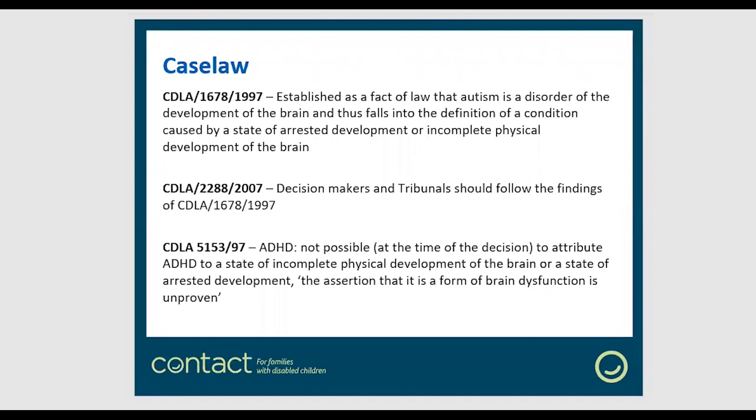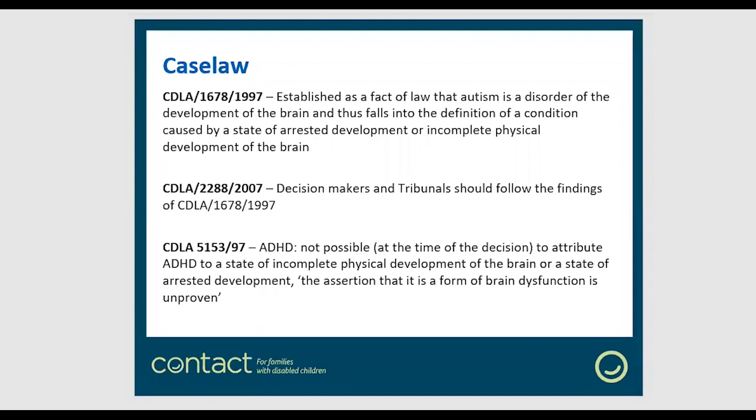Unfortunately, the case law is not helpful in some other cases. It's not helpful in terms of children who have ADHD, in a decision that was made in 1997, 5153 of 97. The judge in that case, again, based on quite detailed medical evidence, said it wasn't possible to attribute ADHD to a state of incomplete physical development of the brain or a state of arrested development, and that the assertion that it was a form of brain dysfunction was unproven.